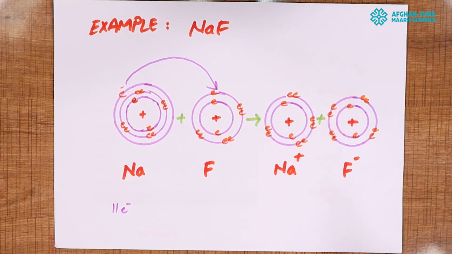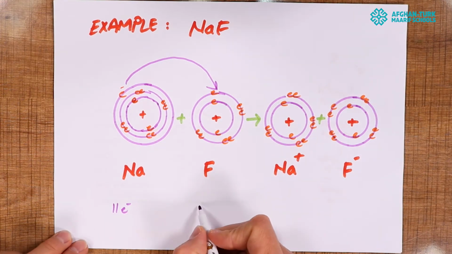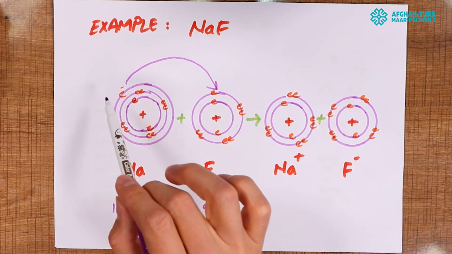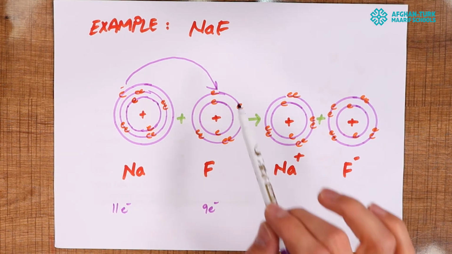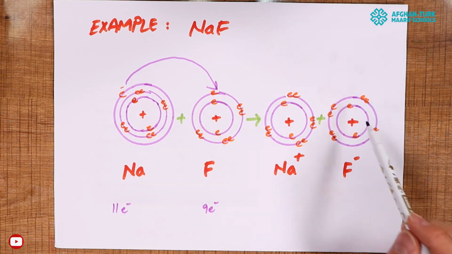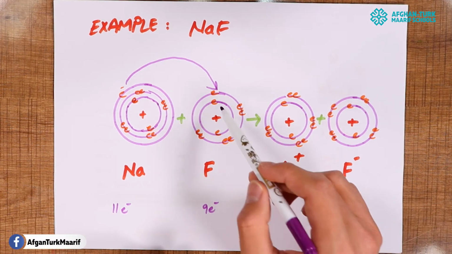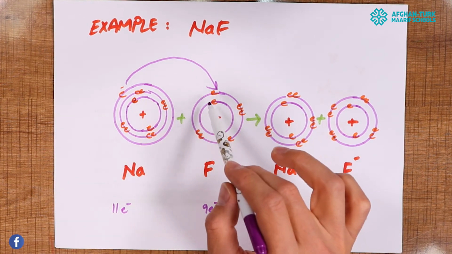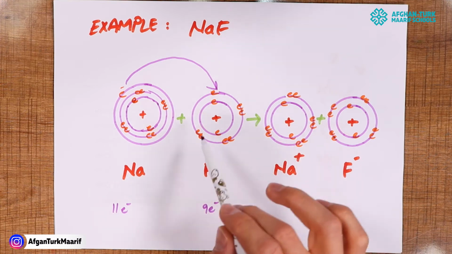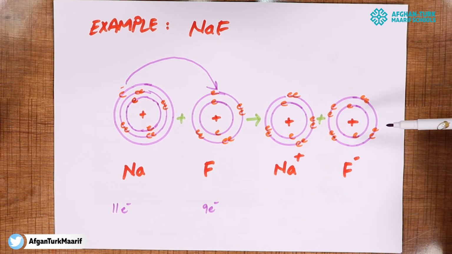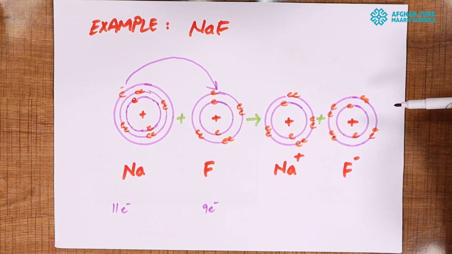It has achieved the octet. What about the fluorine? Same thing about the fluorine. Fluorine had 7 electrons in its outermost shell, totally 9 electrons. And when it gained 1 electron from sodium, it also achieved the octet state. They both have the electronic configuration of neon right now. There were 7 electrons, and when it got 1 electron, 8 electrons are filled in the last shell, and now it is in the octet state.